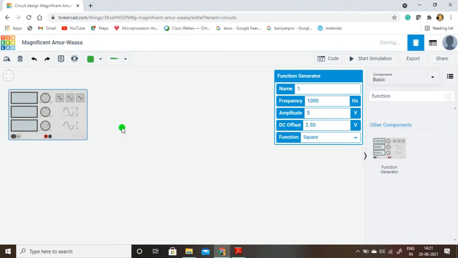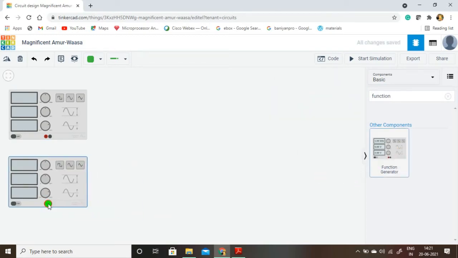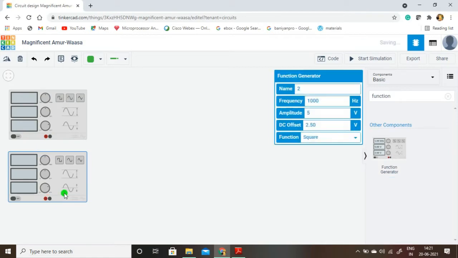The function generator input is 50 Hz, because the step down transformer output is a 9 volt 50 Hz signal. The offset voltage value becomes 0. We are generating the sine wave signal. Like that, we are going to select the next function generator. This function generator's frequency is the same and the voltage is also the same, that means the amplitude is also the same. The DC offset voltage is also 0. Here we are going to generate the sine wave signal.